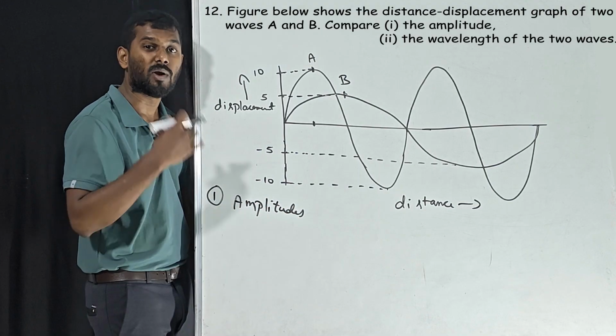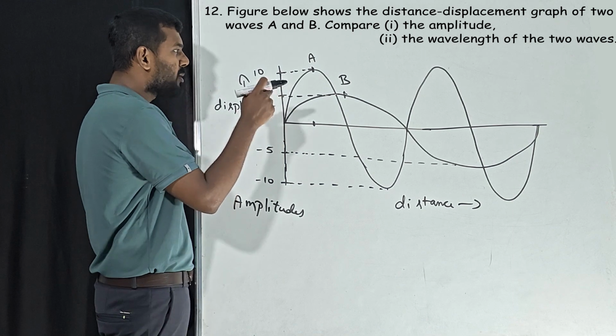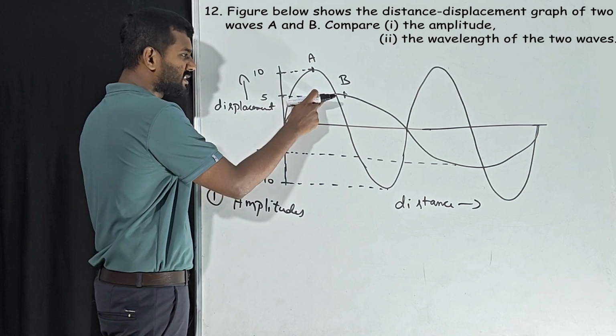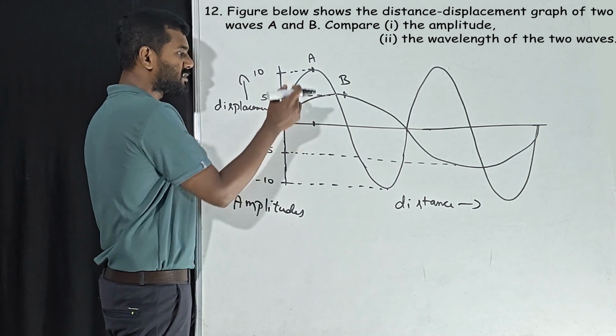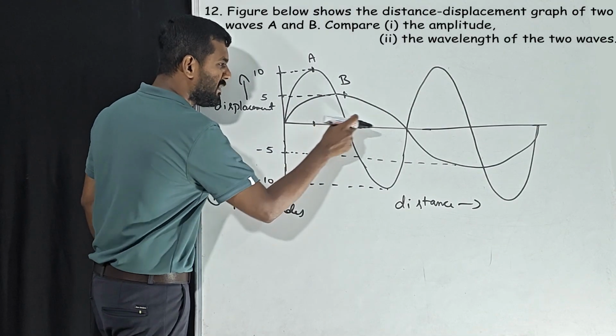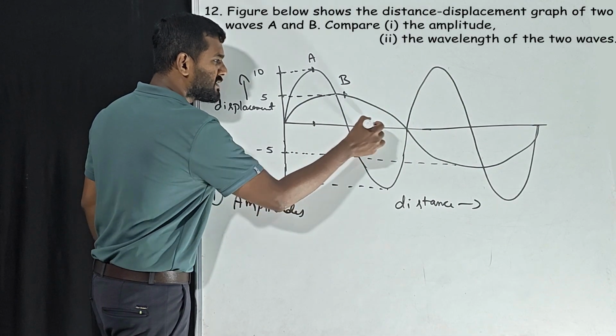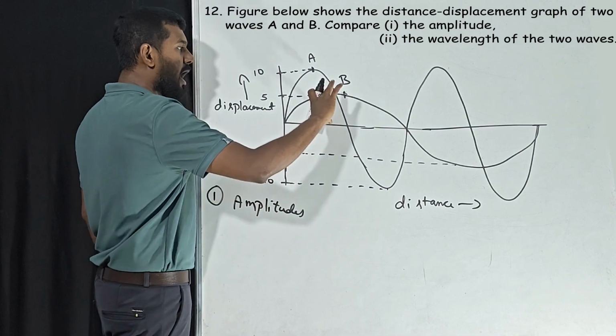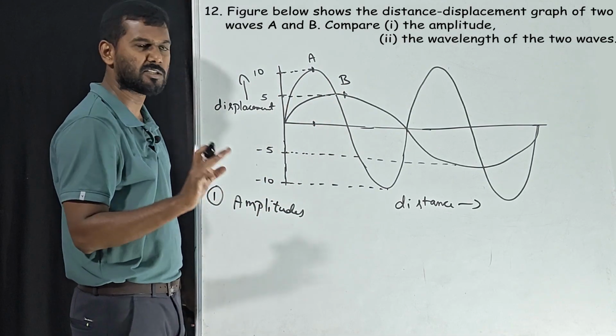Okay, now listen. So what do you mean by amplitude? The maximum displacement of a wave, from the mean position. Mean position is this line. From this line, what is the maximum height? That is nothing but the displacement.